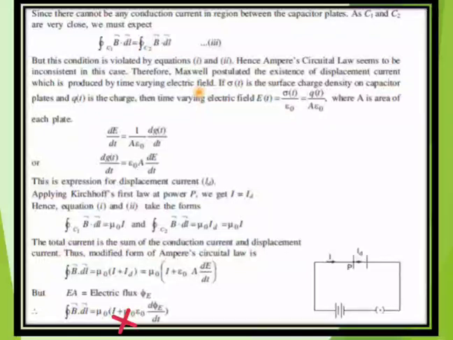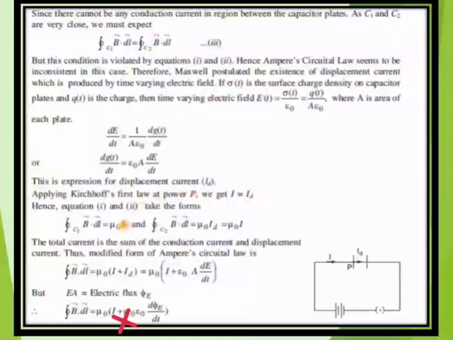Now how is it set up? The electric field in between the plates is given by sigma upon epsilon naught, and sigma is equal to q upon A. So if we differentiate this, we'll get 1 upon A epsilon naught dq over dt. So the value of dq over dt is obtained. So it is coming epsilon naught A dE over dt. So when we multiply A by E here, we get phi E.